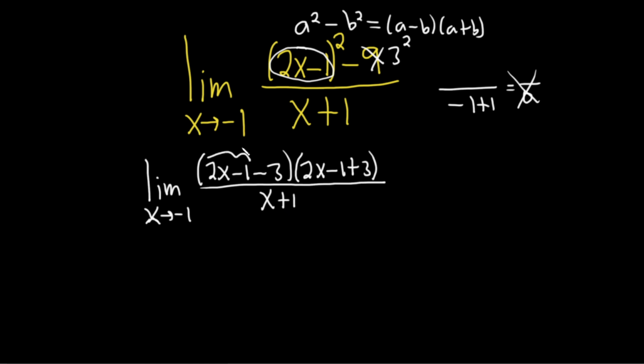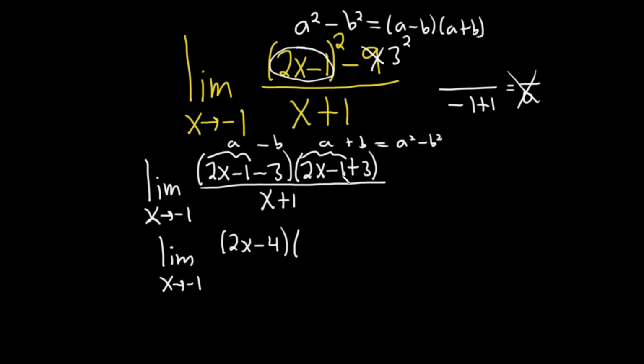So again, it's a minus b, a plus b, and that's a squared minus b squared, which is what we have here, right? 2x minus 1 squared minus 3 squared, which is 9. Looks like we can do some subtraction and addition here. Let's go ahead and do that and see if things become a little bit more clear. So -1 minus 3 is -4. So this is 2x minus 4. And -1 plus 3 is 2. So this is 2x plus 2. Oh, I see it. And this is x plus 1.